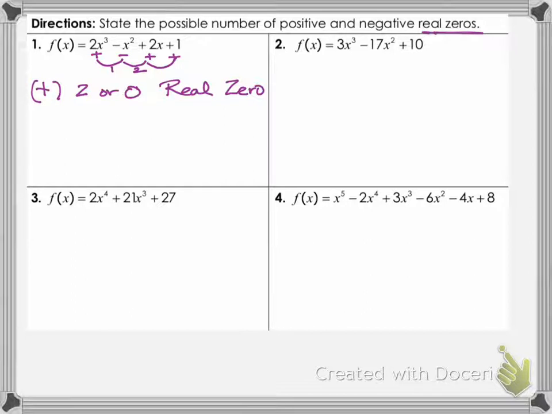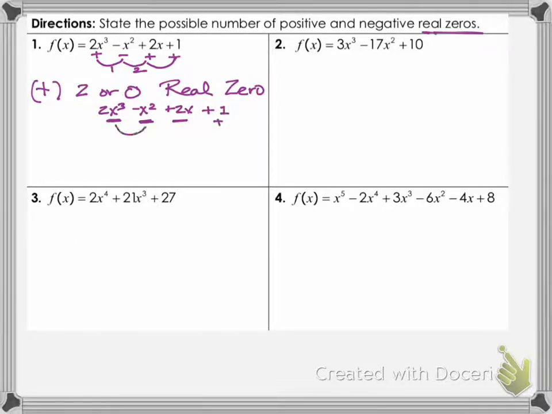Okay, for the negative, I have to change the signs up a little bit. The first one, it would take it to a negative, and then it would keep it negative for the next term. I hope you're understanding. Look, 2x cubed. If I put a negative x in there, that would turn it negative. The x squared would not change it. It still would be minus x squared. The plus 2x would change it to minus, and the plus 1 would keep it plus.